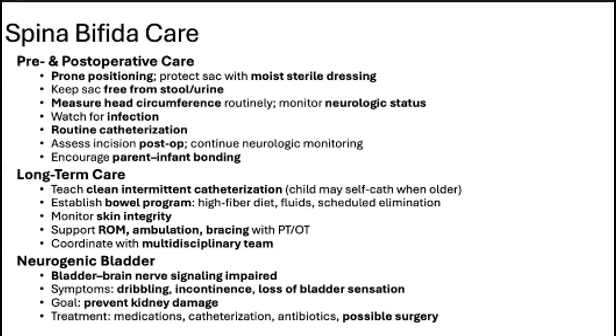And we also continue to monitor that head circumference. Long-term care, we need to teach them intermittent catheterization. Just because we have put that spinal cord back inside, it doesn't mean that they're now going to have use of it. So they're going to have to self-cath for their lifetime. So we need to teach families how to do intermittent catheterization. And eventually the older child will be able to catheterize themselves.